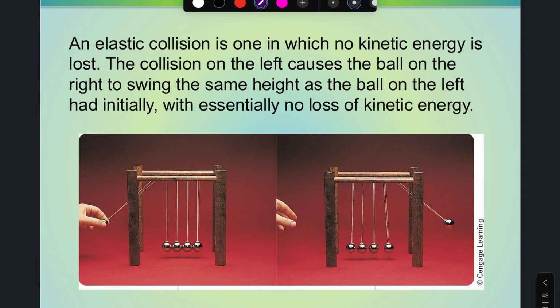And so let's talk about elastic collisions. An elastic collision is one where no kinetic energy is lost. The collision on the left is going to cause the ball to hit the ball. This ball hits this ball hits this ball, and then this ball hits the final ball, resulting in all of the energy from that being transferred from one to the other. Meanwhile, these stay relatively in the same place. This is an elastic collision because no energy was lost to the balls that are present at the center. This is called a Newton's cradle.